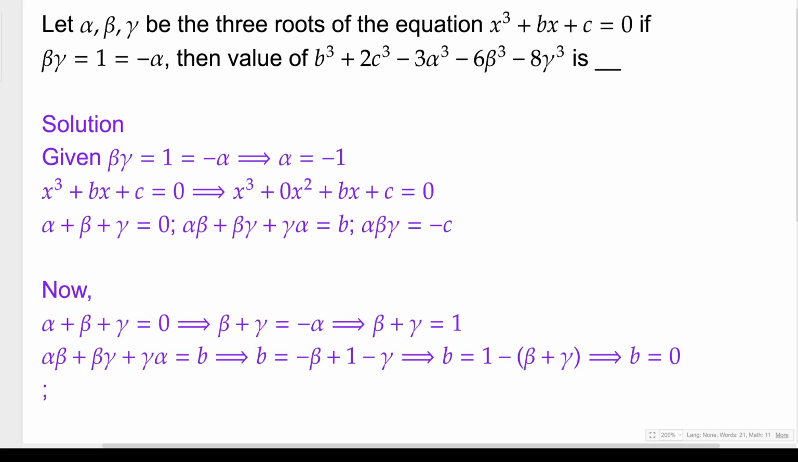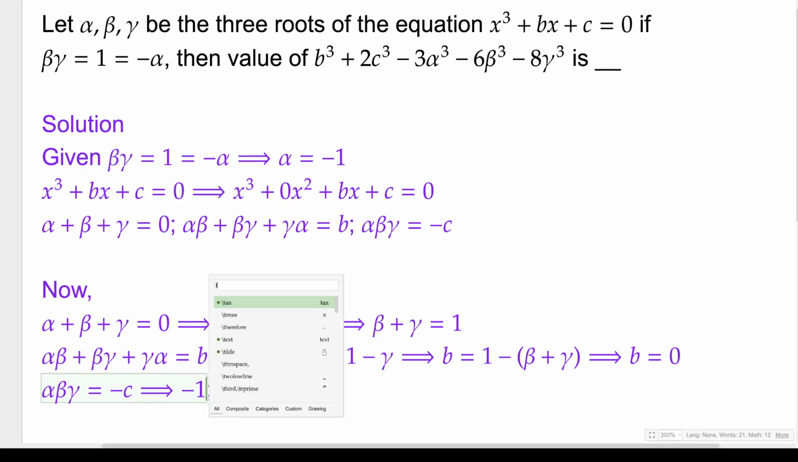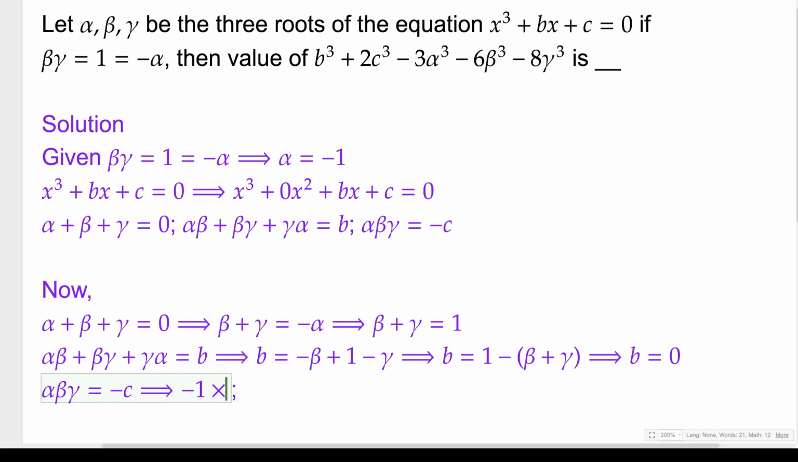Now next I'll be dealing with this, that is the alpha beta gamma product, that is negative c. For alpha we can write negative 1, and for beta times gamma, that is 1. This is already given, and this is negative c. So from this c is equal to 1.